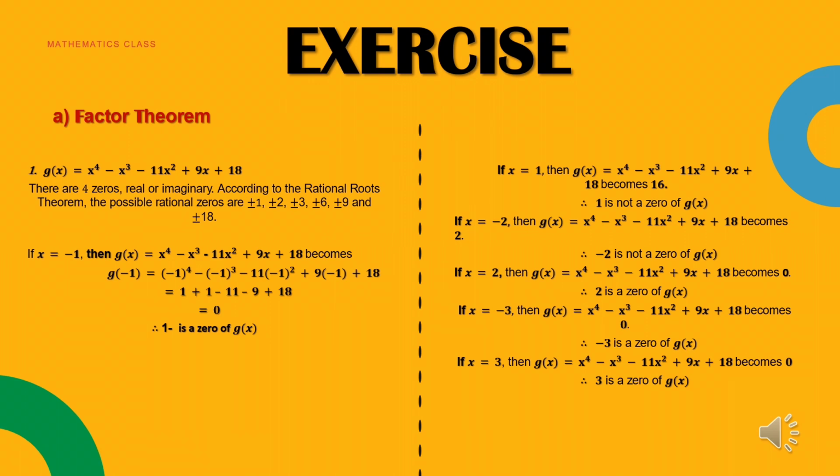If x is equal to 2, then g(x) becomes 0. So, 2 is a zero of g(x). If x is equal to -3, then g(x) becomes 0. So, -3 is a zero of g(x). If x is equal to 3, then g(x) becomes 0. So, 3 is a zero of g(x). Hence, g(x) has only 4 zeros and we have already found 4. Thus, the zeros are -1, 2, -3, and 3.